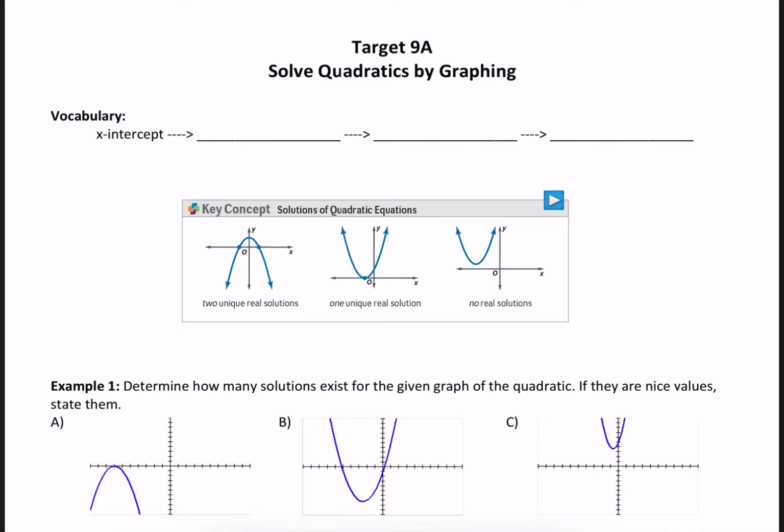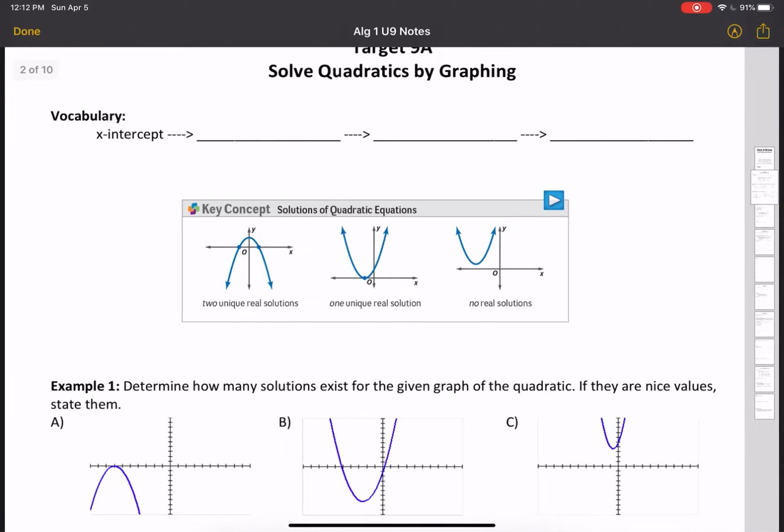So, x-intercept. It's a vocab word we talked about before, okay? We were finding x-intercepts, and sometimes they were nice when we were graphing quadratics. Sometimes they were really messy, and we had to use our calculators to find them. In this unit, we're going to find algebraic ways to find those x-intercepts so we don't have to use our graphing calculators, okay? But first, we have to know that x-intercepts have a bunch of different names, okay?